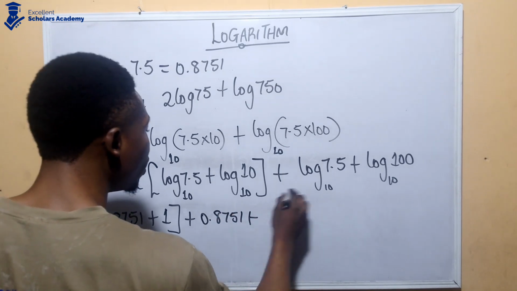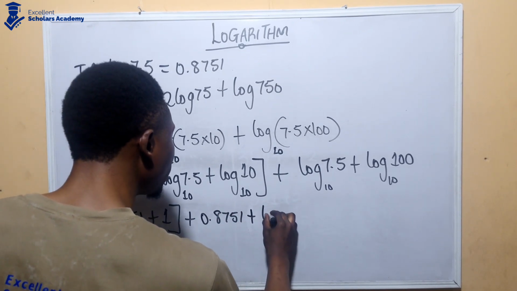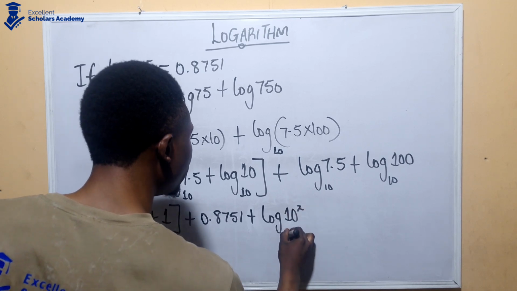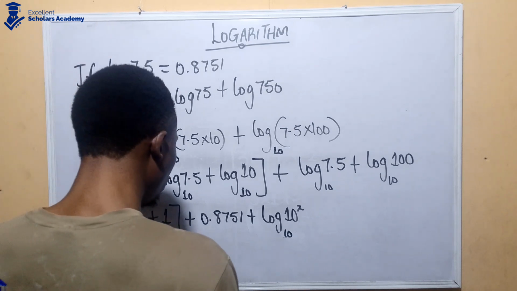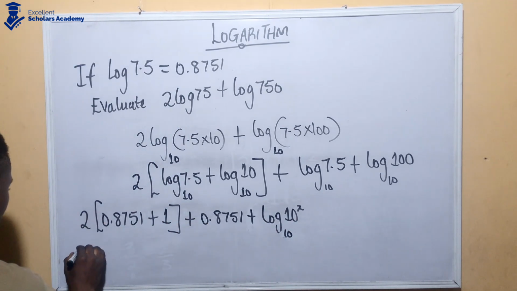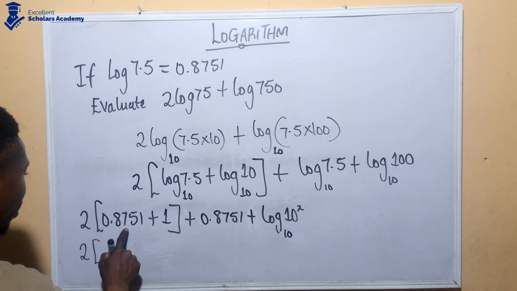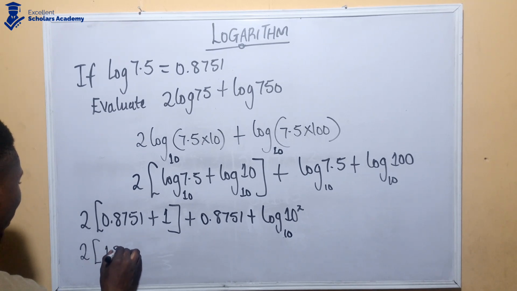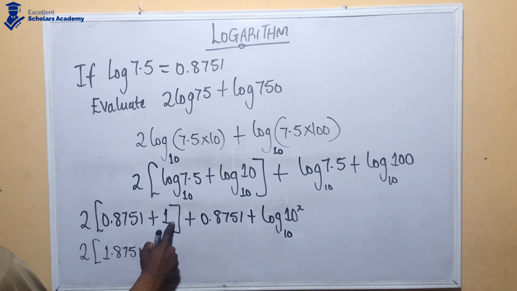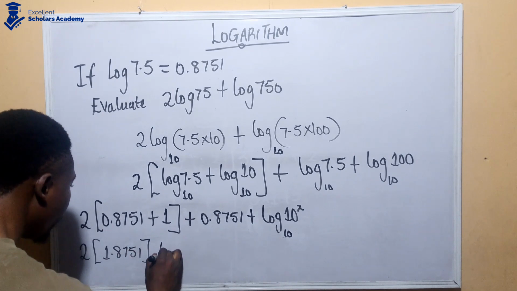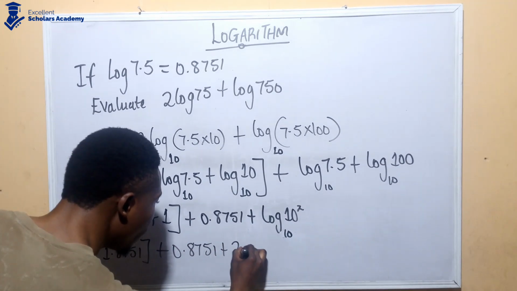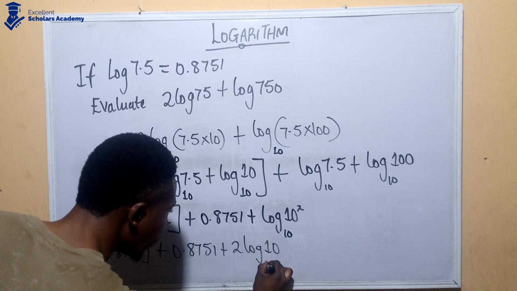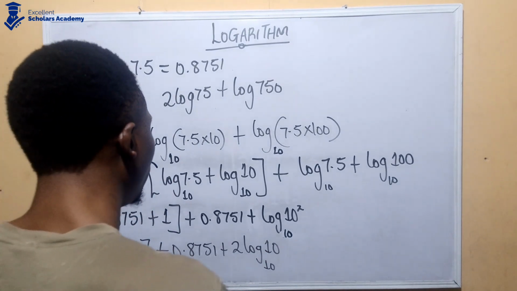0.8751 plus, now log 100 can be expressed as log 10 to the power of 2 base 10. Now this 2 moves behind, and then this becomes 2 into bracket 0.8751 plus 1, which gives us 1.8751, because this is like 1.00. So if you add it to this, it gives you 1.8751, plus 0.8751 plus 2 comes behind, so you have 2 log 10 base 10. And log 10 base 10 gives you 1.